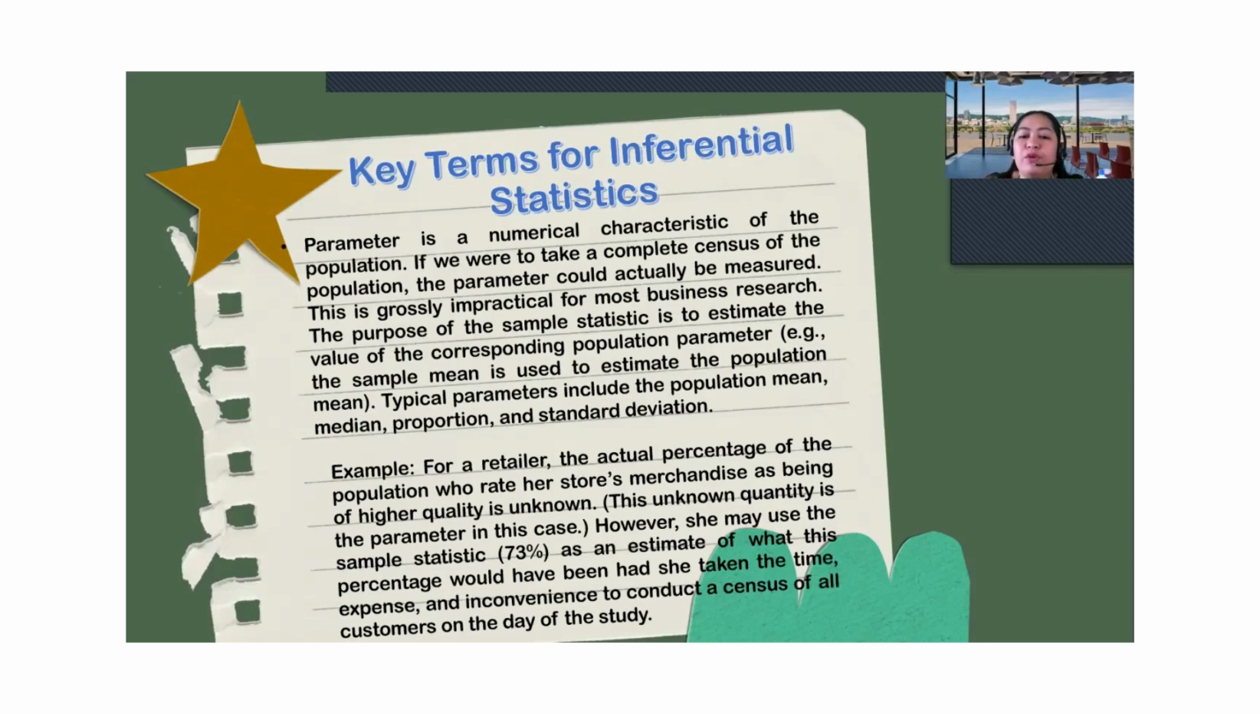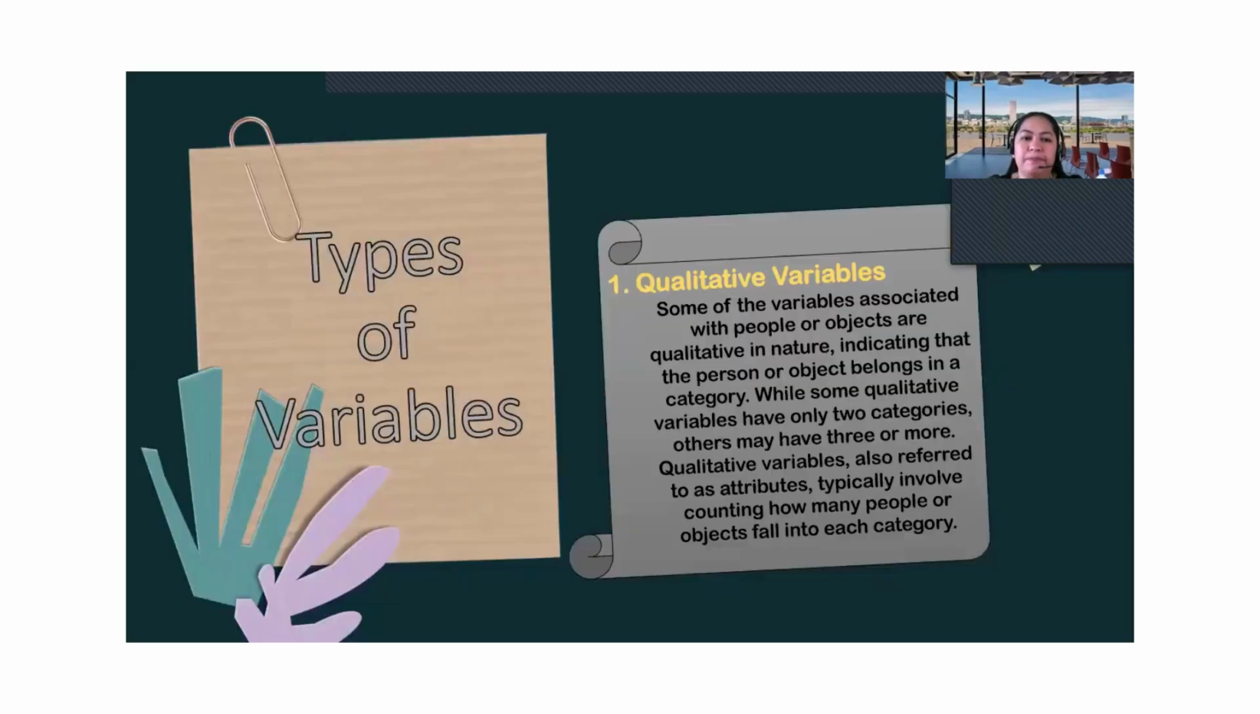For example, for a retailer, the actual percentage of the population who rate her store's merchandise as being of higher quality is unknown. This unknown quantity is the parameter in this case. However, she may use the sample statistic, like 73%, as an estimate of what this percentage would have been had she taken the time, expense, and inconvenience to conduct a census of all customers on the day of the study.